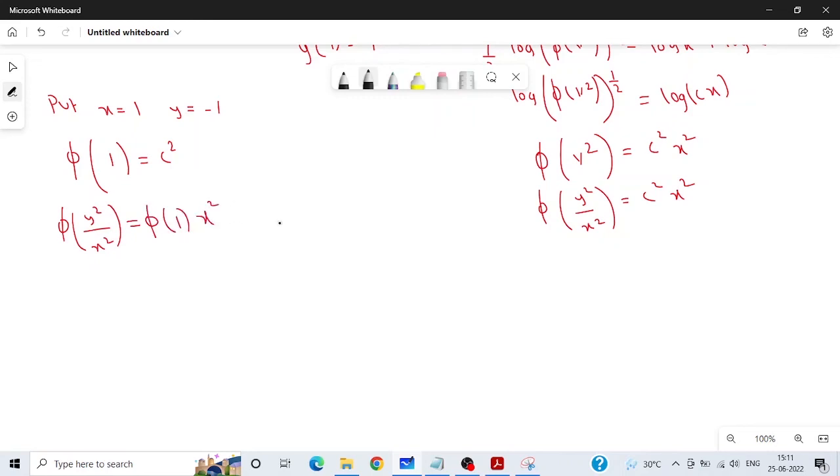Now what we require is the value of phi of y square by 4. So it's very easy to understand that we have to put x is equals to 2. When we put x is equals to 2, we get phi of y square by 4 is equals to phi of 1 times 2 square, which turns out to be 4. So the value of phi of y square by 4 is 4 times phi of 1. So we can say that option C is correct.